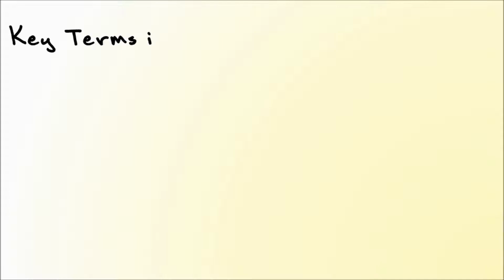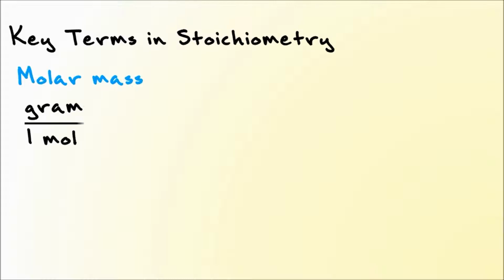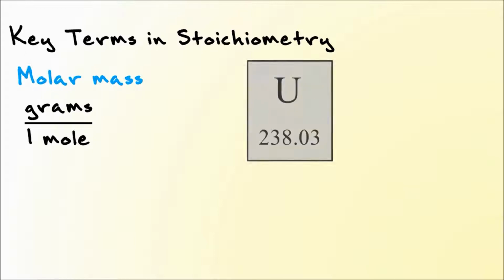So here's some key terms in stoichiometry. The molar mass is grams per mole, and this is where it comes in, because you might have one element that's like 1.01 grams per mole, and another that's like 12 grams per mole, and they're still equal when they're moles. You find this by looking at the atomic mass in the periodic table, usually underneath the symbol, like uranium is 238.03.